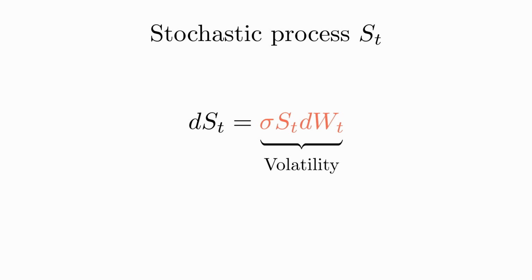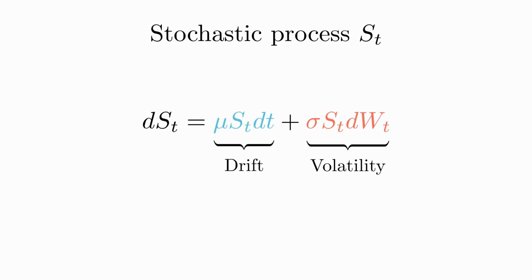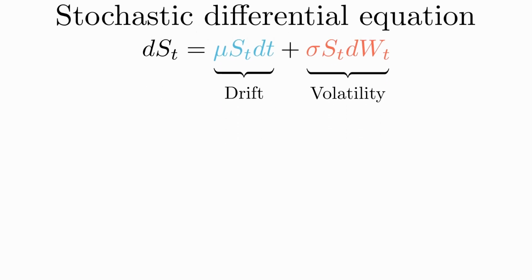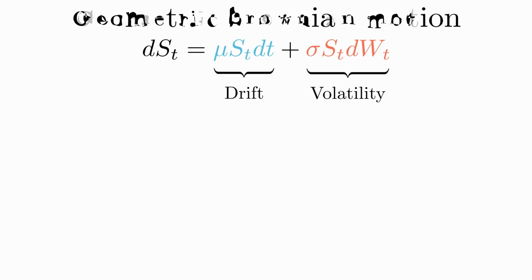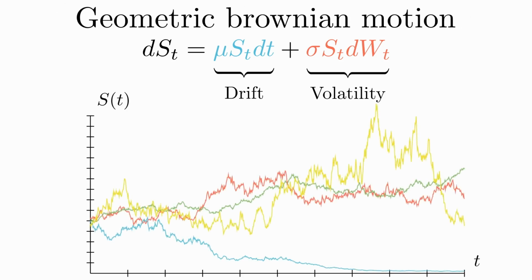The sigma is a percentage volatility and models how much the stock price fluctuates. But right now we have not accounted for the fact that over time, general trends in the stock price can be visible, so we introduce a drift. This models how much the stock price grows or falls proportional to its value. What we have written down is a stochastic differential equation. A solution to this is called a geometric Brownian motion and can look like this.